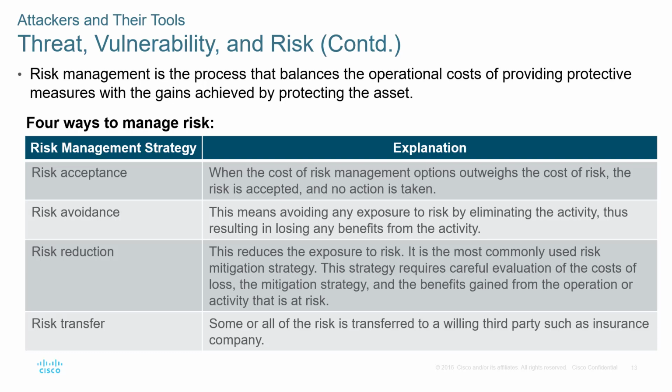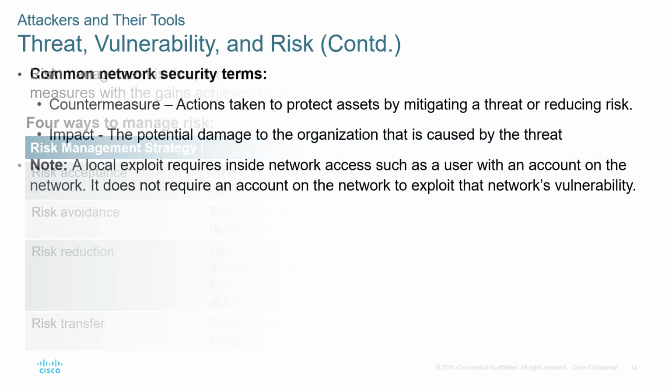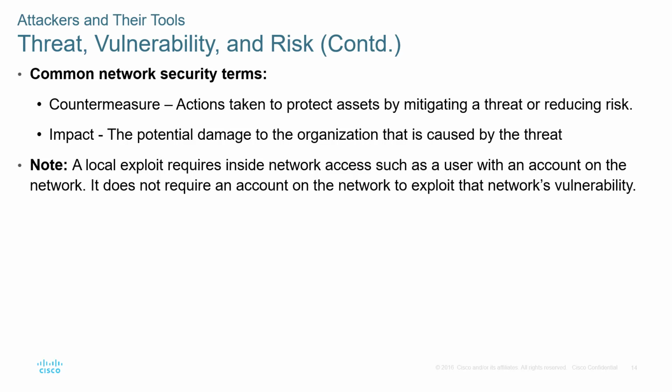So some other terms we need to be familiar with are going to be things like countermeasures and impact. A countermeasure is basically just action taken to protect that asset by mitigating the threat. An impact is going to be either the potential or the real damage to the organization that could be or is caused by the threat being realized.